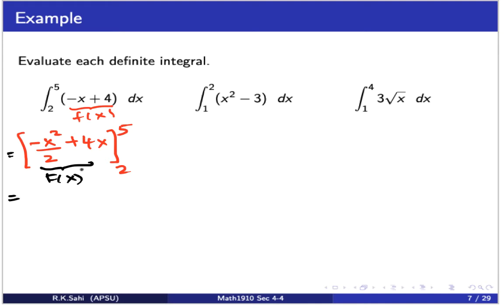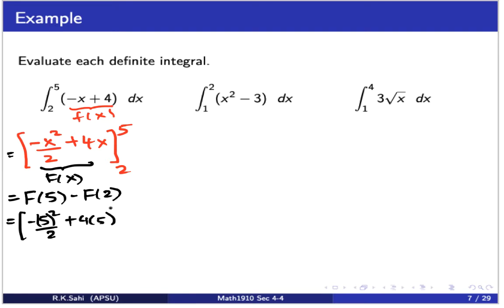Now then, apply the formula. This is capital F of 5 minus capital F of 2. Okay, now we're just going to substitute. This is minus f of 5. Now remember, the minus is outside. Minus 5 squared over 2 plus 4 times 5.